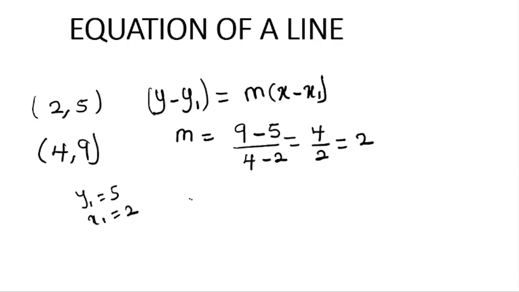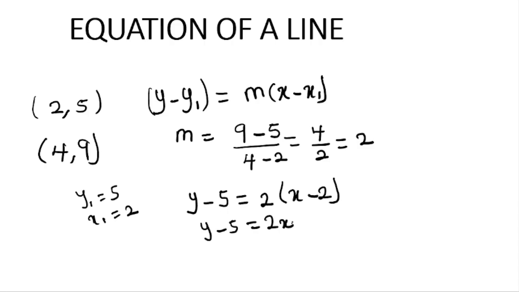So for me to find the equation of the line, I'm going to get y minus 5 is equal to 2, our gradient was 2, so 2 into bracket x minus 2, right? So from here, we are going to get y minus 5 is equal to 2x minus 4. And we'll end up getting y is equal to 2x minus 4 plus 5. Then minus 4 plus 5 is going to give us positive 1. So we'll get 2x plus 1. So this will be the equation of the line.